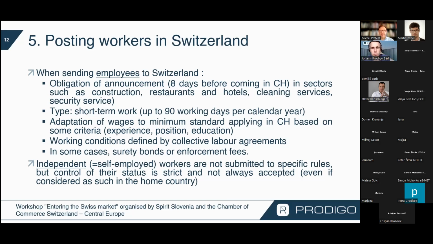Finally, independent workers or self-employed are not subject to these requirements, but the controls are strict because some abuses have been seen in the past, and sometimes the status of self-employed is rejected by local authorities, even if in the home country they are considered as self-employed.